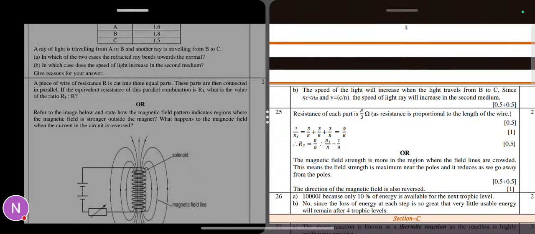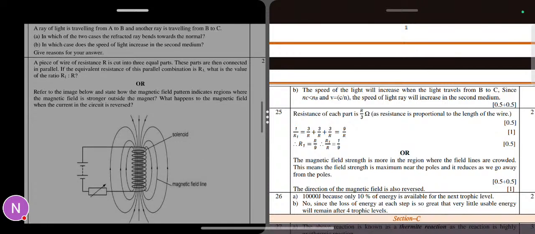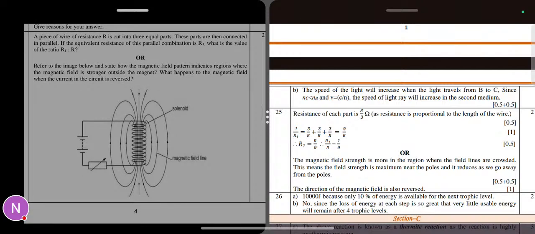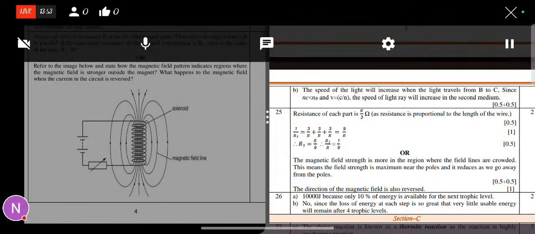Next, the question they have asked: you have to refer to the image given below and state how the magnetic field pattern indicates the regions where the magnetic field is stronger outside the magnet. What happens to the magnetic field when the current in the circuit is reversed? So the magnetic field strength is more in the region where the field lines are crowded. So this means the field strength is maximum near the poles and it reduces as we go away from the poles. So the direction of the magnetic field is also reversed.